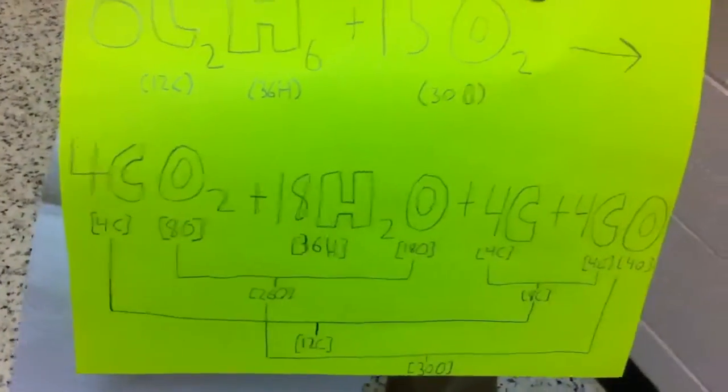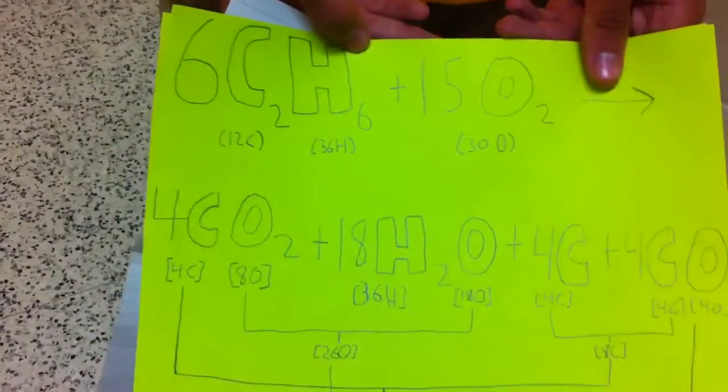Now, like complete combustion, you must balance the equation. This is what the balanced equation would look like for ethane and oxygen reacting together to form carbon dioxide, water, carbon, and carbon monoxide.